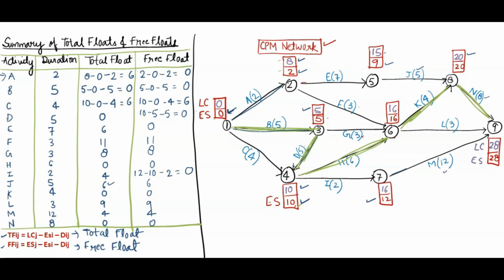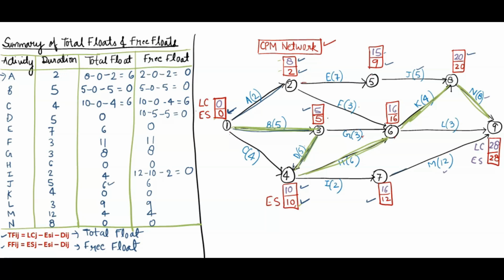So like this you can find out the total as well as free floats with the help of the formula. So that is easy. Okay. Once you have created the network and found out the critical path and found out the LC and ES, it will be very easy to find out the total and free floats. Just apply the formula. Okay.